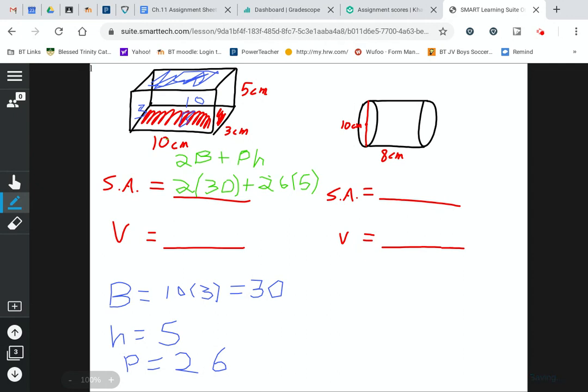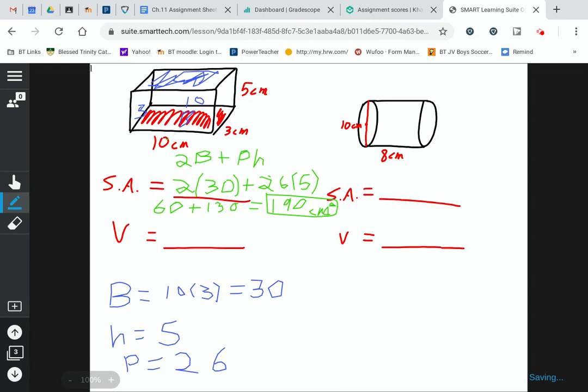So if we do that, that's going to end up being 60 plus 26 times 5, that's going to be 130. So my final answer is going to be 190. And since we're dealing in centimeters, that would be centimeters squared. All right, and then do the volume.